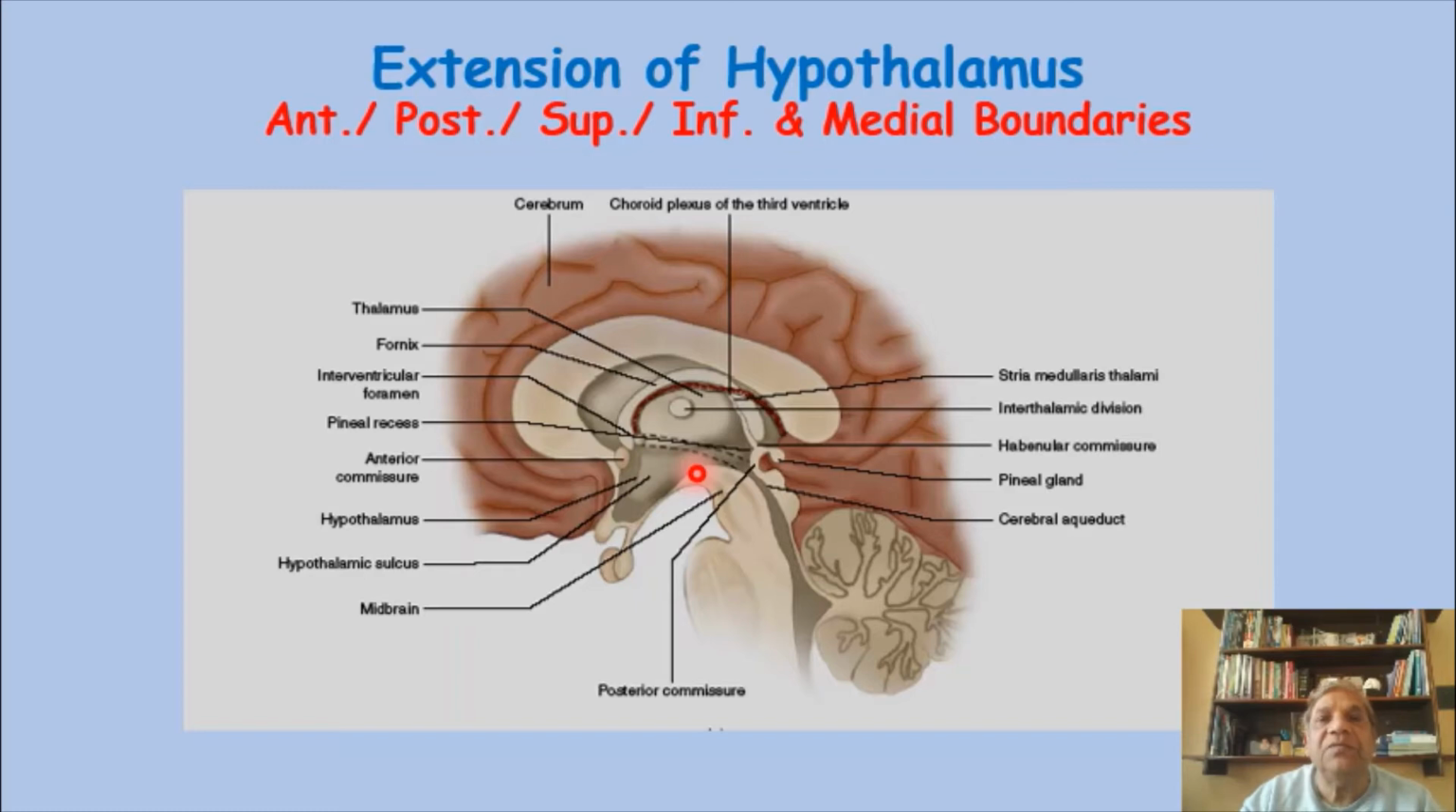Let us see the inferior boundary. The inferior boundary of the hypothalamus is nothing but the floor of the third ventricle also, because as I said, the medial wall of the hypothalamus itself forms the lateral wall of the third ventricle on its ventralmost part. Otherwise, the thalamus and hypothalamus both form the lateral wall of the third ventricle, and this is covered by ependyma.